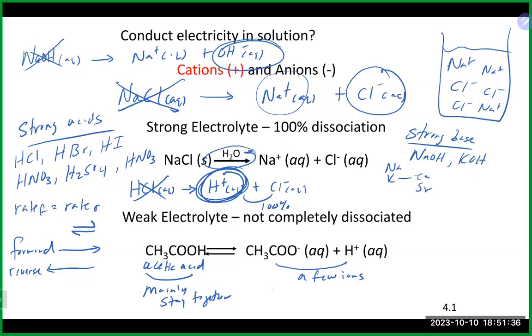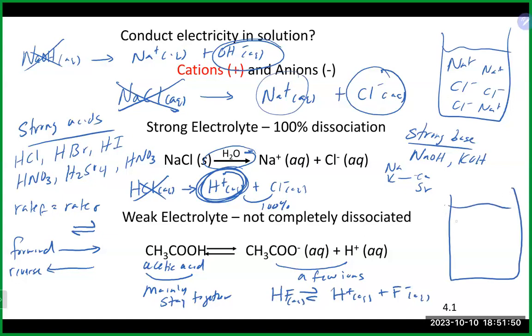Hydrofluoric acid is another weak acid and a weak electrolyte, when it breaks apart into H+ and F-. So in solution, if you have HF, you have a lot of HF still together in that solution. And you've got a little bit of free H+ and free F- floating around in there. That's why it's still able to conduct electricity, because there are still a few ions floating around. That's why in the light bulb example it is dim rather than super bright.